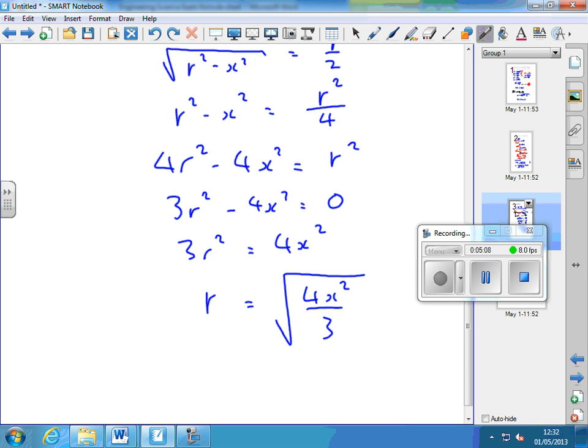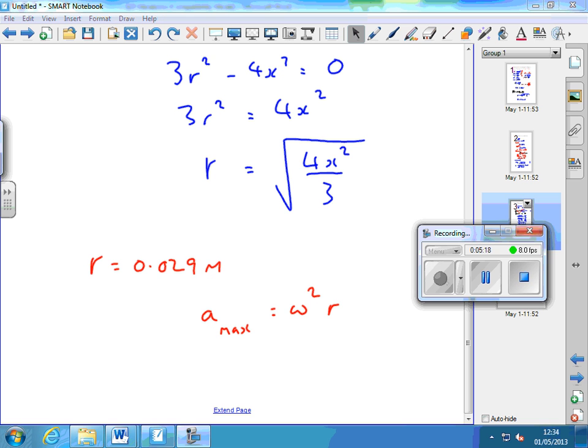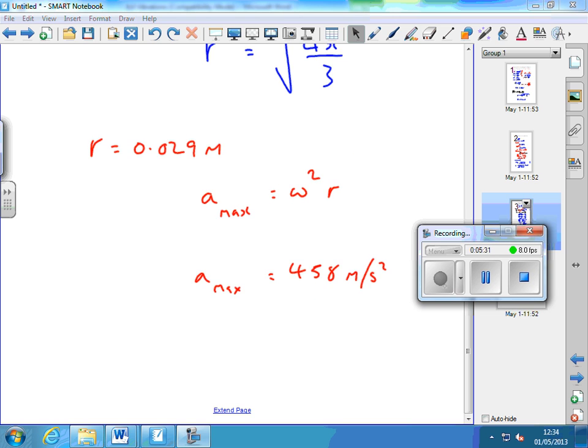Okay? So see if you can now calculate r using this formula and then plug that in to find the maximum acceleration. r turns out to be 0.029 meters, so plugging that in, maximum acceleration occurs when x, the displacement, equals r. So we put it into here and we can find a, which turns out to be 458 meters per second squared.